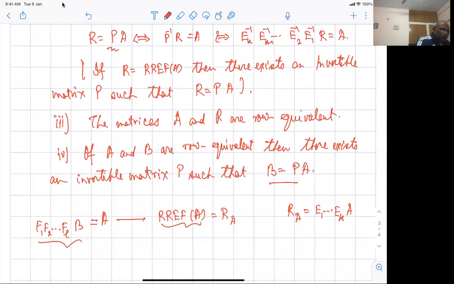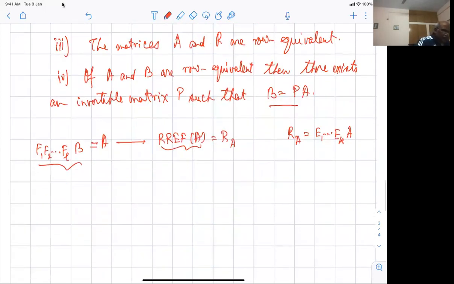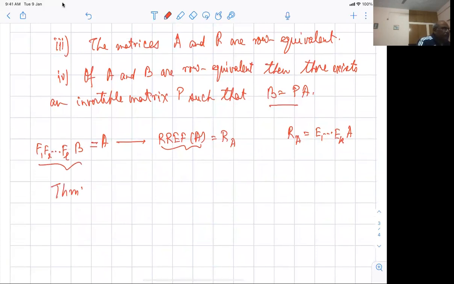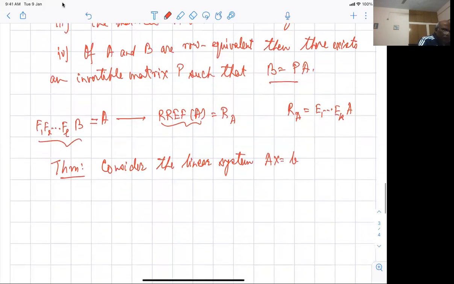Fine. So here I'm looking at RREF. RREF is also saying that A and R are row equivalent. Fine. So just understand it. The last theorem for today is the following. So we are doing it to solve a system of equations. Consider the linear system AX is equal to B. Then I have the augmented matrix, the matrix [A|B] with me. Fine.